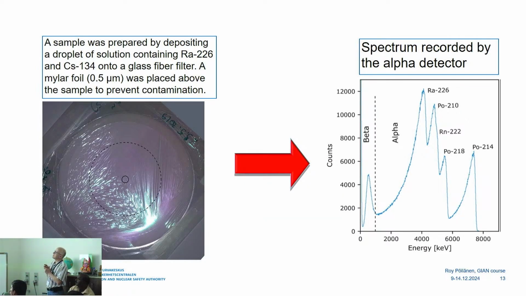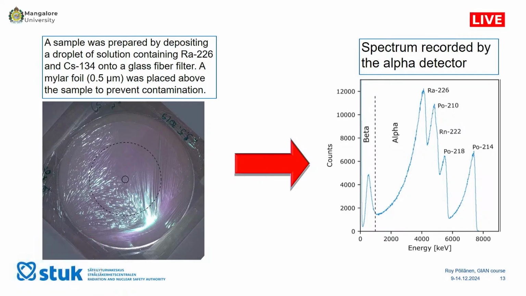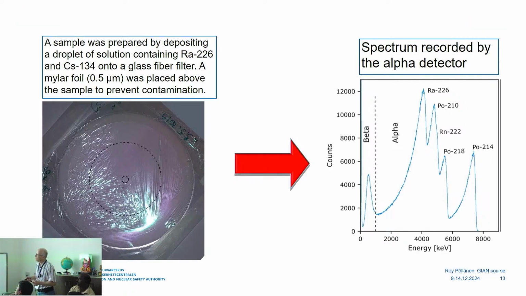So what happened here? I didn't do this, but my colleagues did. A sample was prepared by depositing a droplet of solution containing radium-226 and cesium-134 onto a glass fiber filter. And then a Mylar foil, very thin one, was placed above the sample to prevent contamination, especially for the alpha detector. And this is the spectrum recorded by the alpha detector.